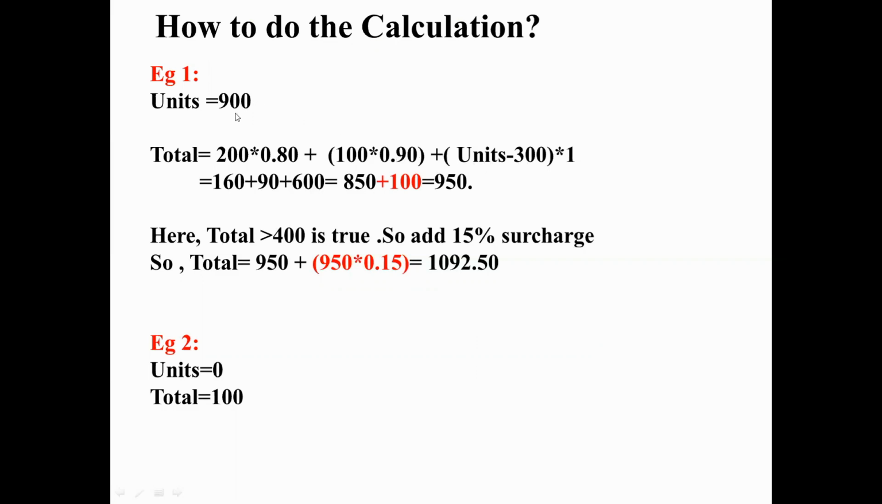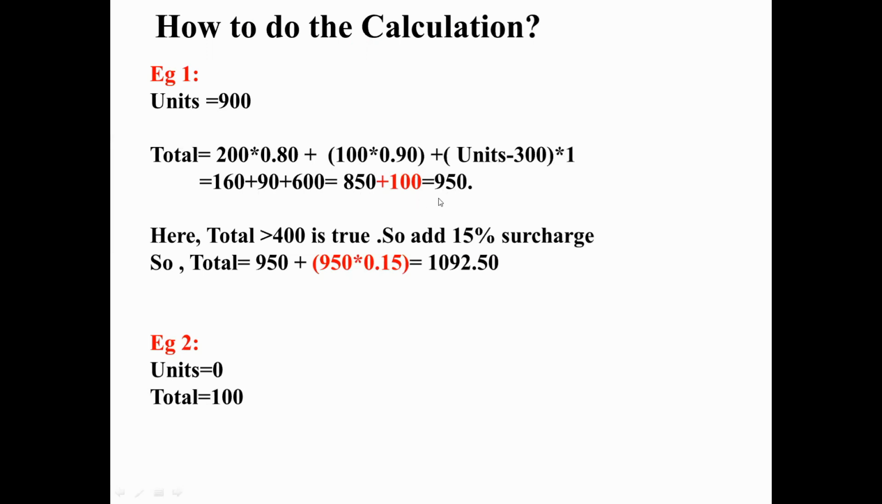Let's say the units consumed is 900. We have already charged him for 300 units, so the remaining units will be 600. For 600 units he will be charged 1 rupee per unit, for 100 units 90 paise per unit, and for 200 units 80 paise per unit. When I multiply and add up all three, I get 850 rupees, and then I should also add the minimum meter charge of 100 rupees. When I add the meter charge, I get 950 rupees.